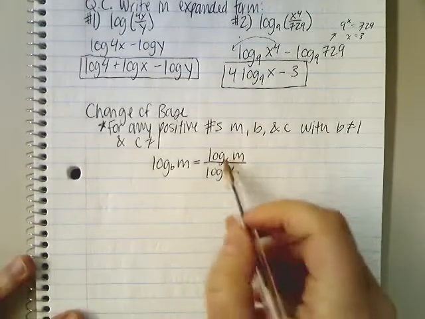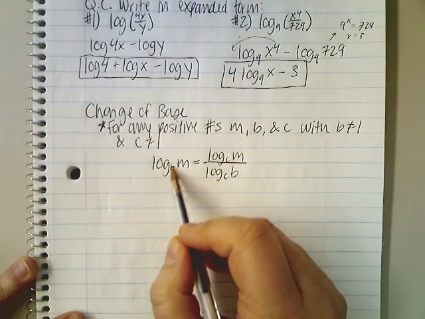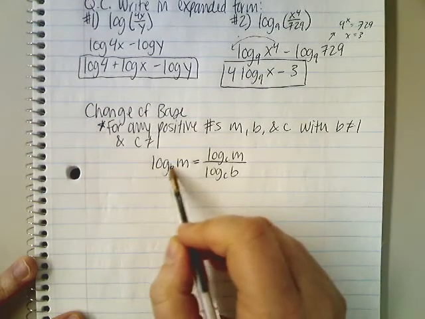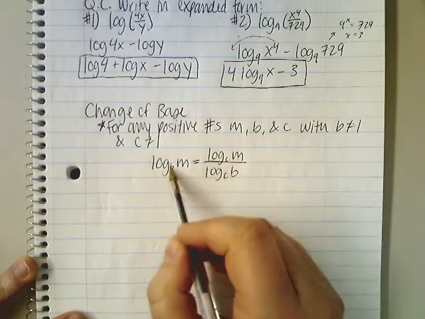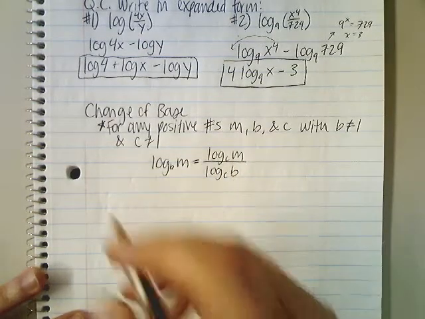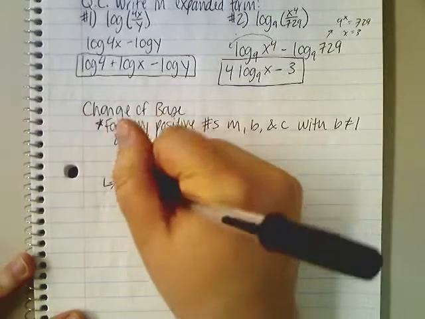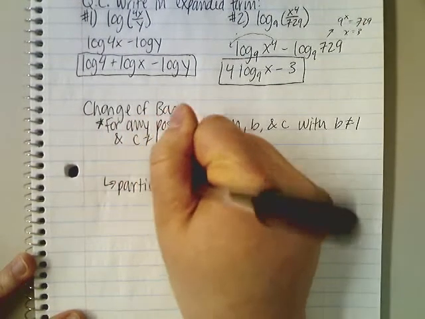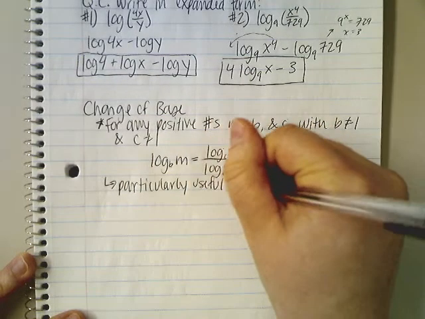This might seem confusing, but what this means is if you have a base here that you don't know how to work with or you don't want to work with, you can change the base of it by rewriting it with a new base as long as you're dividing by a log with the same base of your previous base. That sounds really confusing, but we're going to go over some more specific examples. But this is going to be particularly useful when entering into a calculator.